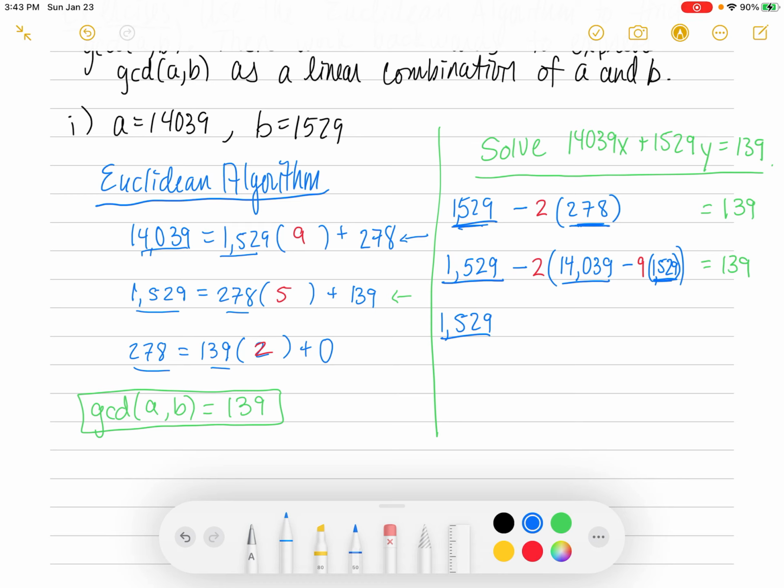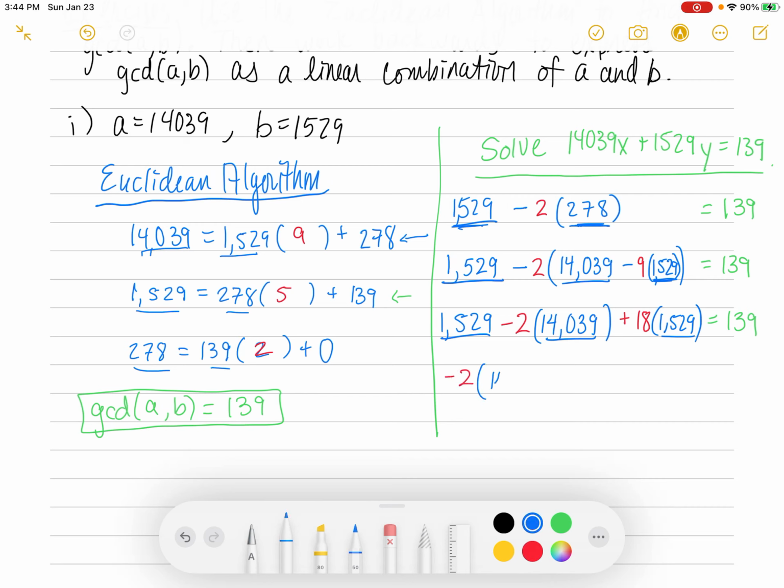I got 1,529. I'm going to distribute the negative 2 where I keep the blues kind of like variables. So I'm going to have negative 2 times 14,039. And when I distribute the negative 2 to the other term, I'm going to get a positive 18. I'm going to leave the 1,529 kind of like a variable, so I'm not going to actually modify the 1529. Just leave it like that. Equals 139. Now I got to combine my 1529s, right?